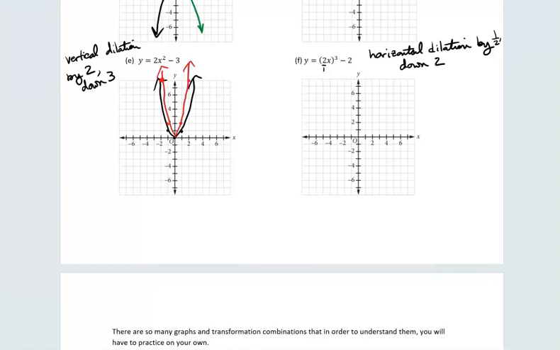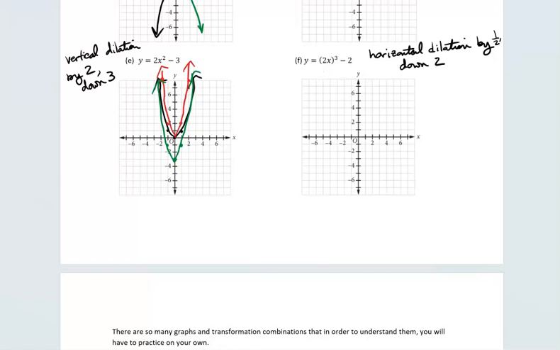And then we're pulling that down. So it's going to go down 3. So let me draw this to my best of my ability. Still nice and thin. And that green line is the final answer.